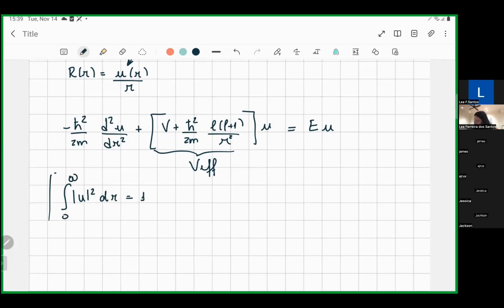What do I mean, what we used to do? Because the normalization for the R function has the R squared, the little R squared dr, because we are using spherical coordinates. Okay? All right. Then we were trying to solve this equation here.